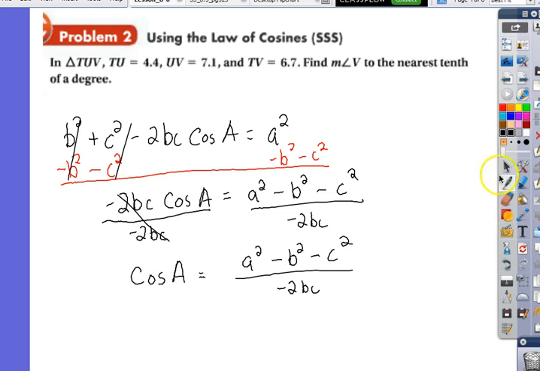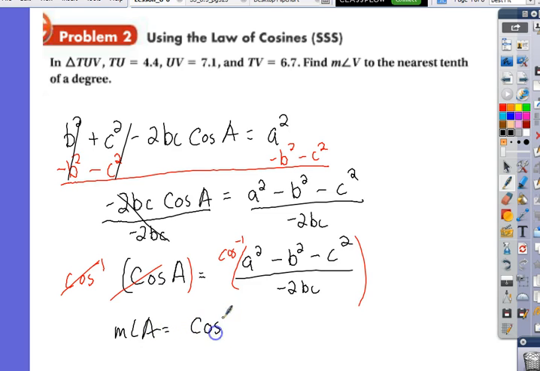And then how do you undo cosine? Inverse. Right. So to undo that, you would do cosine inverse of both sides. And over here, cosine inverse would cancel with cosine. And now you're just left with the measure of angle A is equal to cosine inverse of a squared minus b squared minus c squared all over negative 2bc. So you've got this formula on the board up there. That's where it came from.